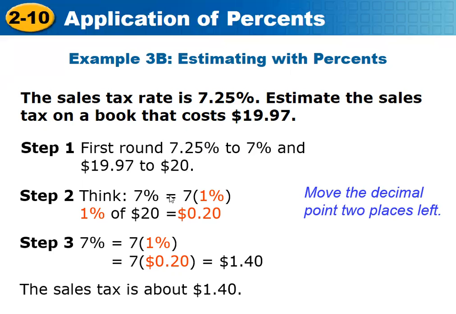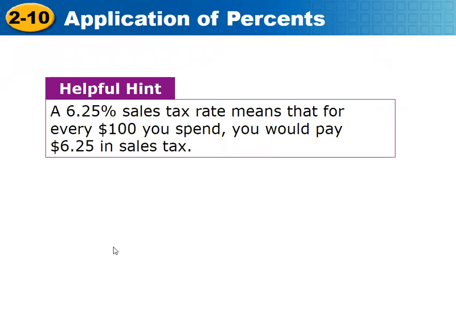Think 7% of 20, then I can multiply 7 times 1%. 1% from 20, move 2 digits to the left, so it will be 0.2 times 7, so the answer will be $1.4. So the sales tax is about 1.4.